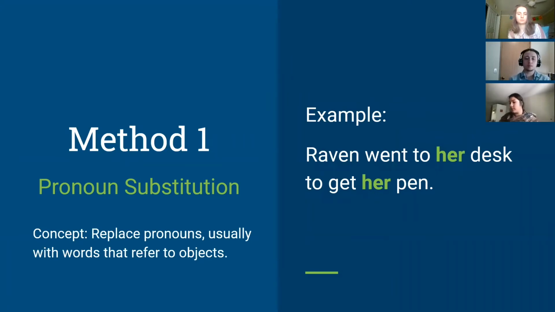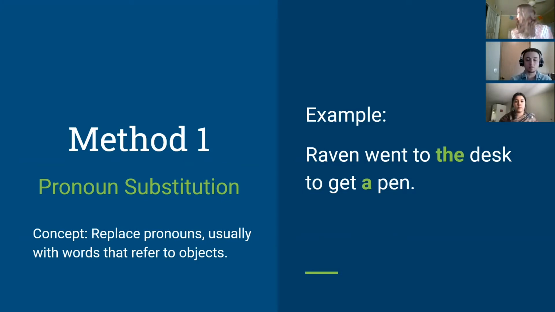So an example sentence here, Raven went to her desk to get her pen. If I change these words here that are highlighted in green to refer to the objects instead of to Raven, well, Raven went to the desk to get a pen. No information is lost. We all know what's going on here, and you have not actually used gender at all in the sentence.